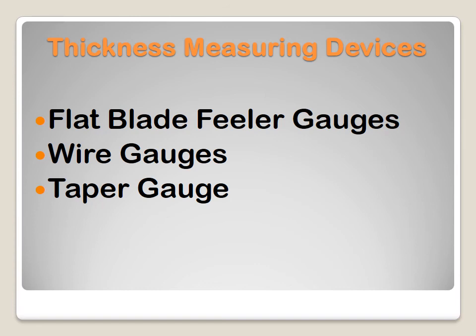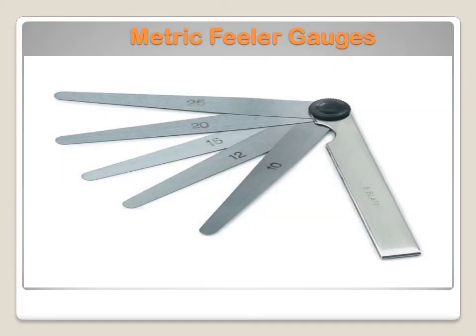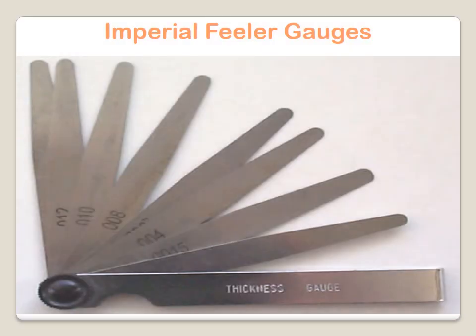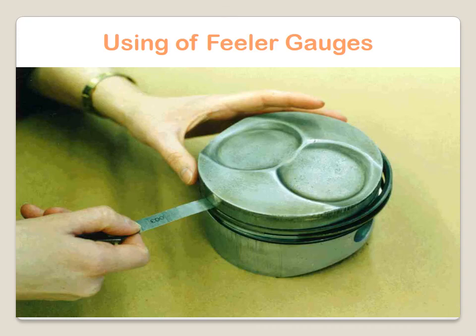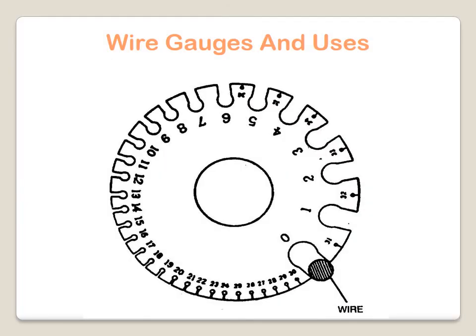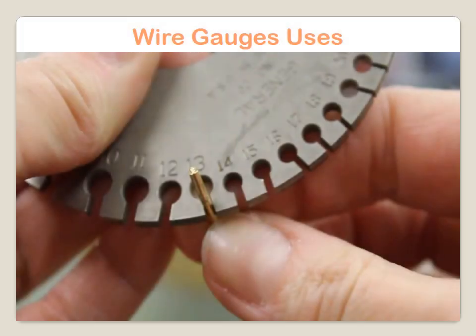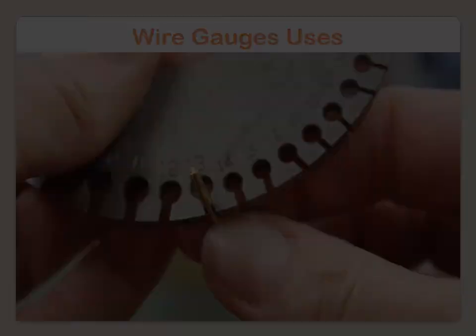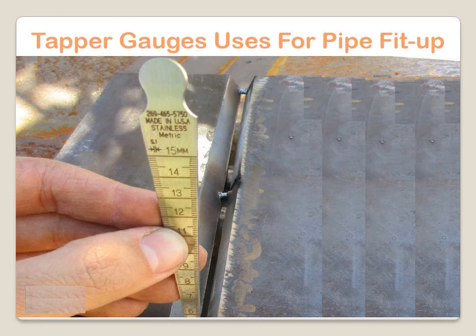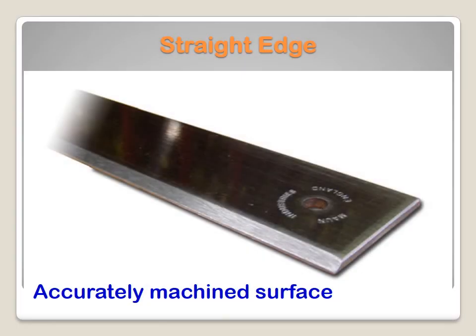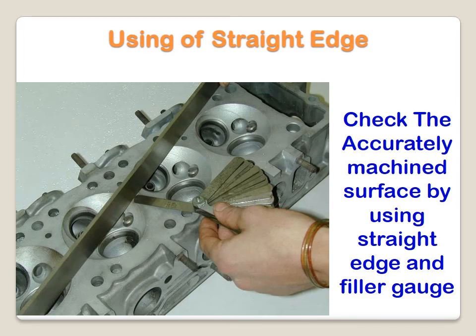thickness measuring device, metric feeler gauge, imperial feeler gauge, using feeler gauge, wire gauge and uses, taper gauge, uses for pipe fit up, straight edge, using a straight edge.